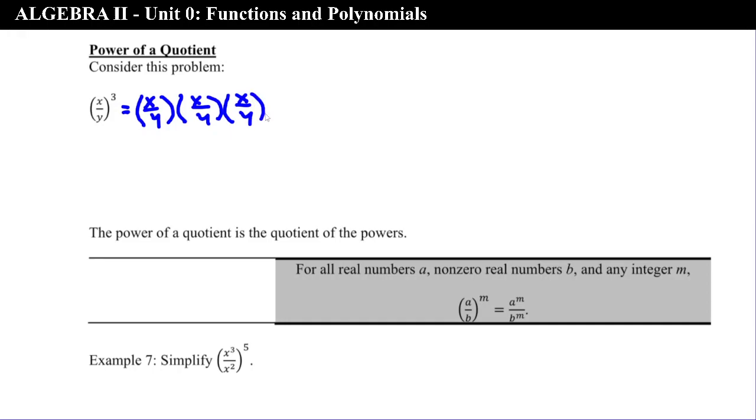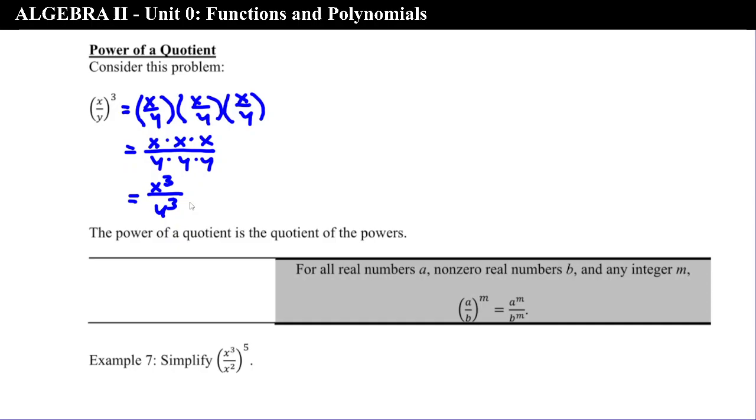Okay, well, on the top, if we multiply all of this together, we end up with x times x times x in the numerator, and we end up with y times y times y in the denominator. And x times x times x can be rewritten as x to the third, and y times y times y can be rewritten as y to the third. So very similar to how we had with multiplication, you probably notice a pattern here.